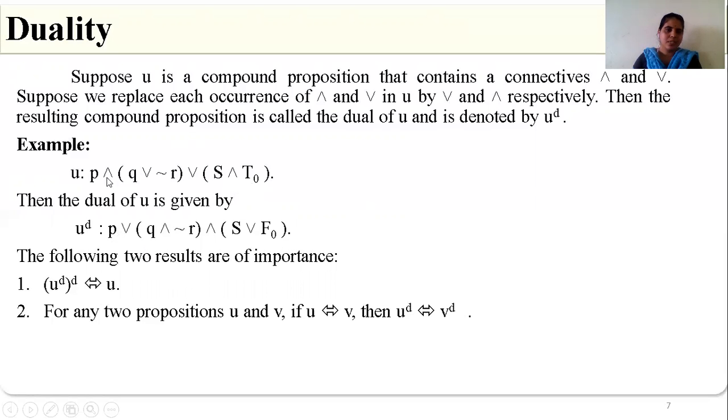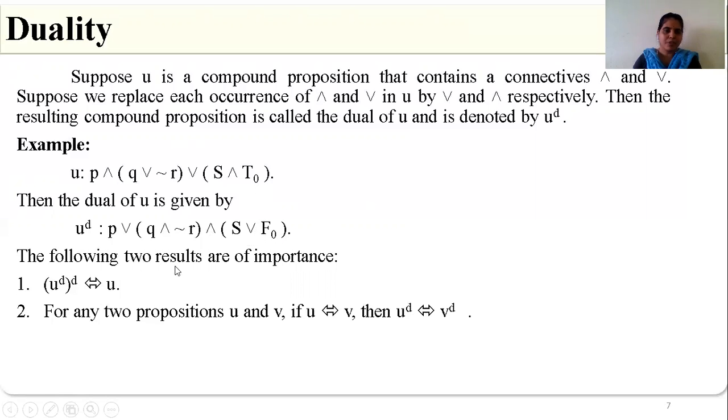If P is as it is, here we have a conjunction that has to be replaced by disjunction. Then Q, again here we have a disjunction that has to be replaced by conjunction. The negation of R we keep as it is. Then the negation of S, here we have conjunction, disjunction, which has to be replaced by conjunction. Then S, again conjunction replaced by disjunction. The true value is replaced by a false value.